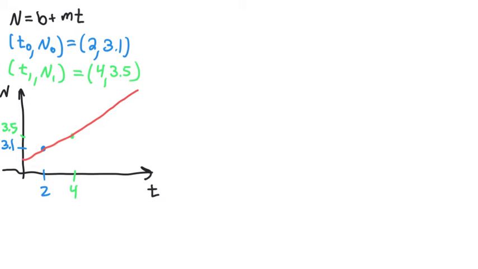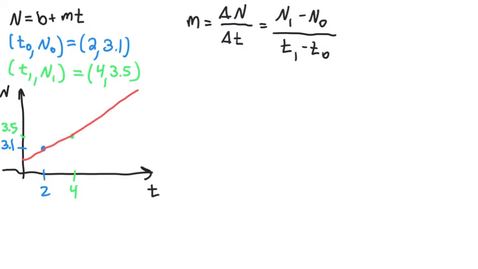So if we want to find the slope, we can look at the change in the number of internet users over the change in time. So the slope m is, remember, the change in the output, and our output is n, divided by the change in the input. So we can take n1 minus n0 and then divide by t1 minus t0.